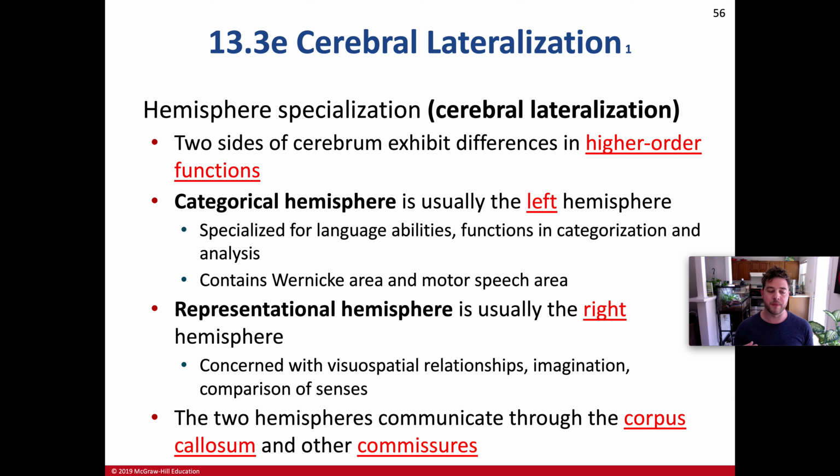They have just a better optimization in their brain chemistry and their brain patterns to be able to be artsy or to be able to be more critical and analytical thinking. But it's not that we don't have access to all parts of our brain. Okay, the two hemispheres communicate through the corpus callosum and the commissures.